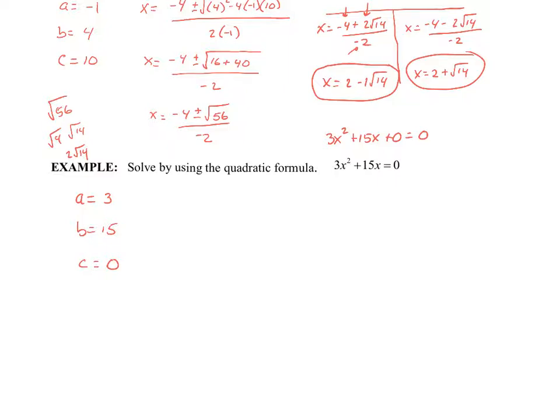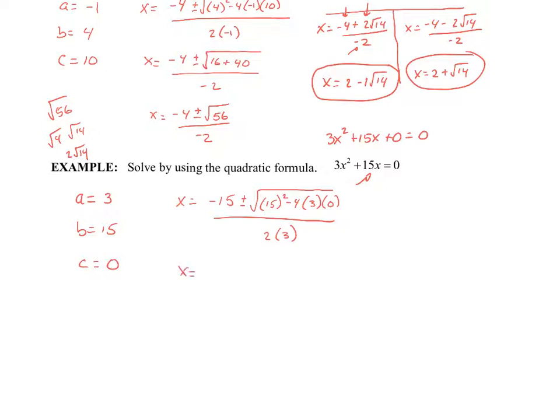Okay, that's the case. Sometimes the b term will be missing. Okay, just like Mrs. Wood talked about the other day. When the b term is missing, actually we could use the square root method. But if you're going to use the quadratic formula, when the b term is missing, you plug in 0 for b. Okay, so when I use my quadratic formula, x equals the opposite of b, so negative 15 plus or minus the square root of 15 squared minus 4 times 3 times, now c is 0. Okay, all over 2 times a, so all over 2 times 3.